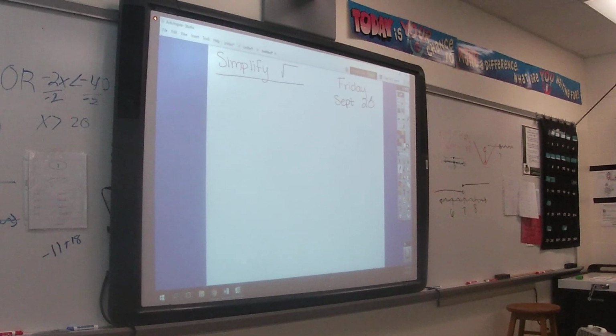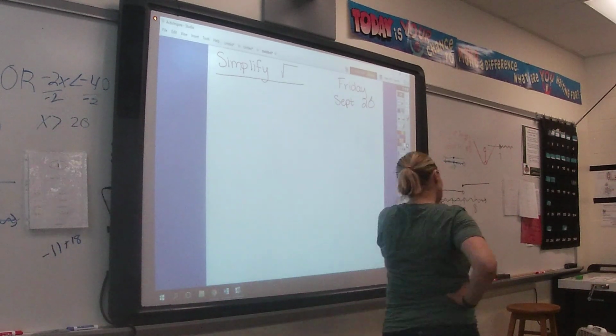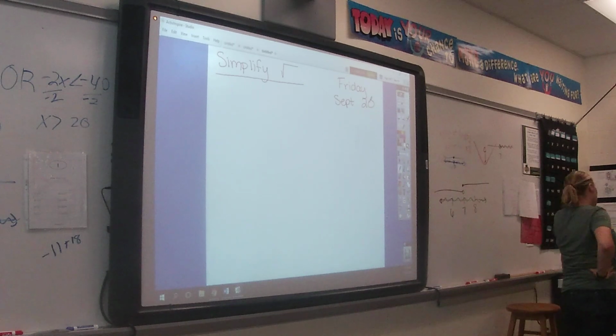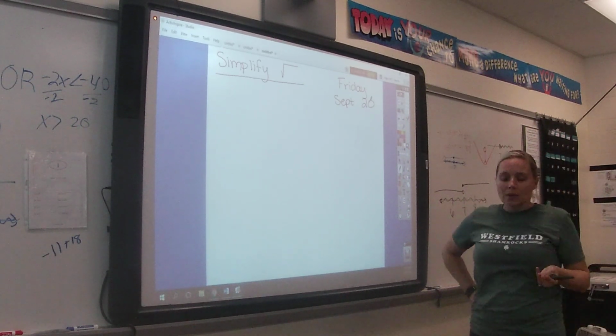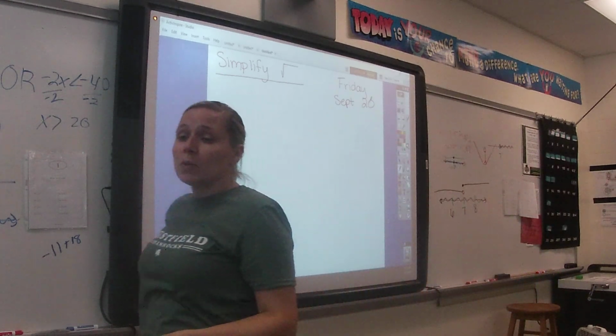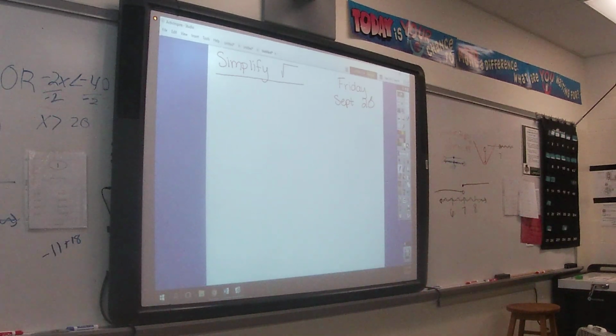Okay, so today we are looking at simplifying square roots, or simplifying radicals. We used to do a ton with square roots. It used to be a standard that we did a lot with square roots. Most of that has come off the table, and we are going to do very minimal with square roots.